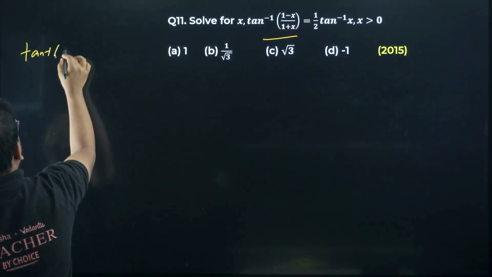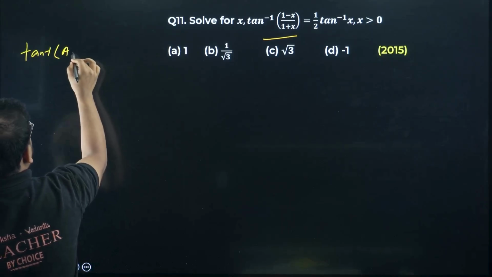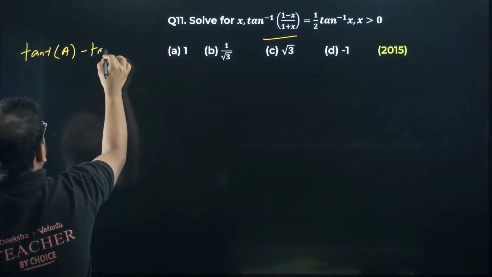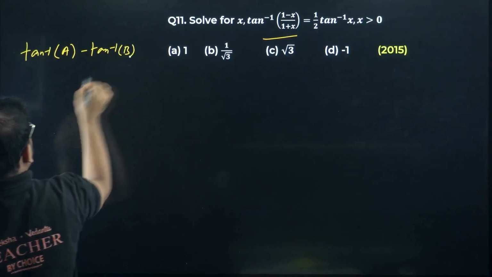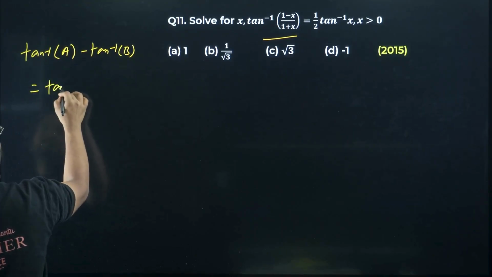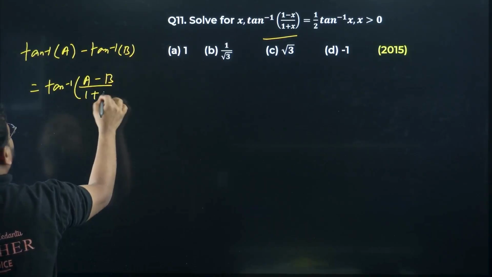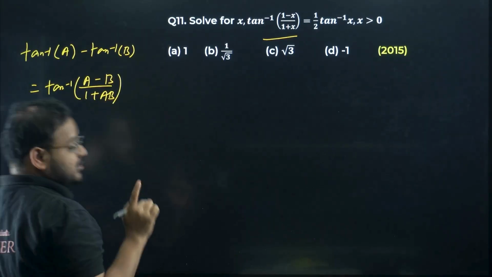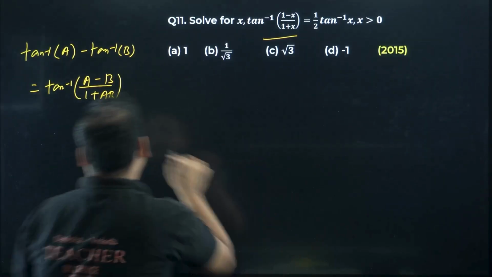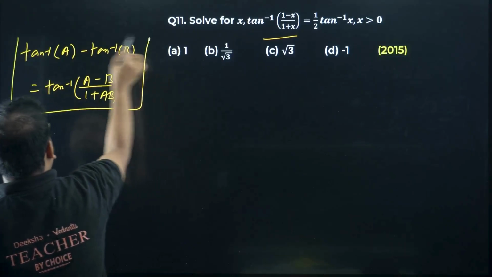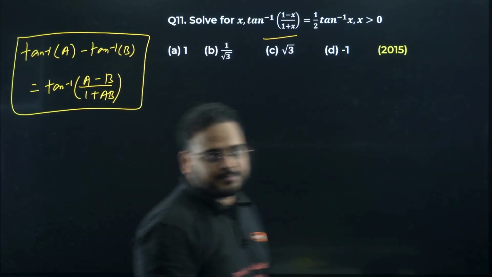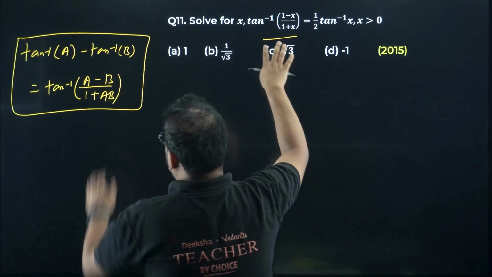Tan inverse of A minus tan inverse of B. The formula is very simple: tan inverse of (A minus B) upon (1 plus AB). I have taught you this formula, okay? Great. Go ahead, watch my sessions. Alright, we're going to use the RHS part over here.